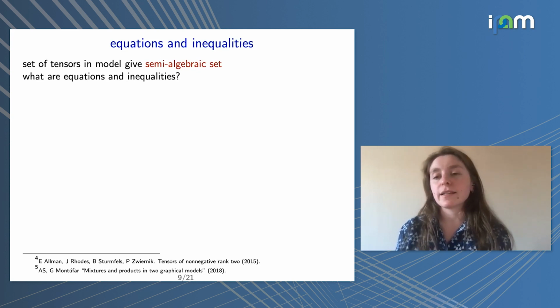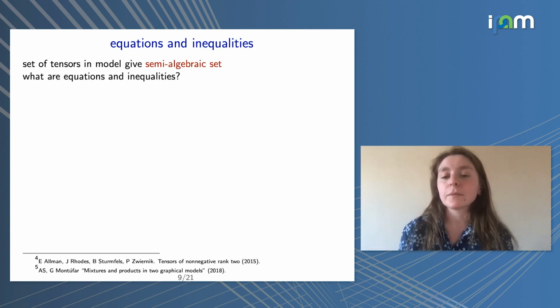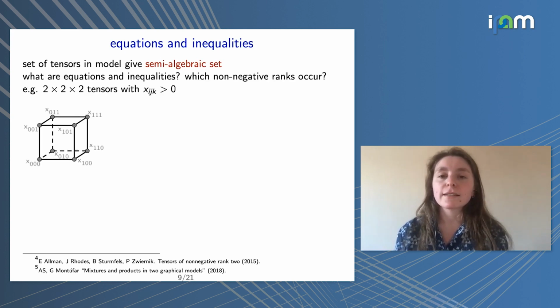So in this special case where we have a single hidden variable, the question is to determine the non-negative rank of a tensor, or to see which non-negative ranks can even occur.